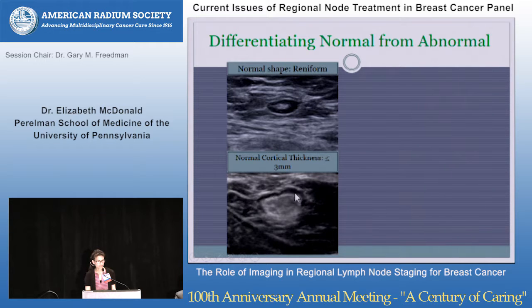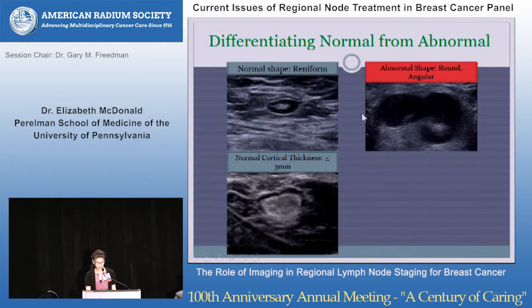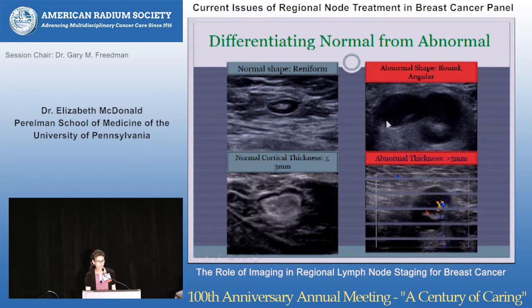Here again, echogenic, normal fat, normal cortex. Abnormal lymph node, this shape is abnormal, the lymph node's enlarged. This cortex is certainly more than 3 millimeters. And here again is an example of an abnormal lymph node, increased cortical thickness.